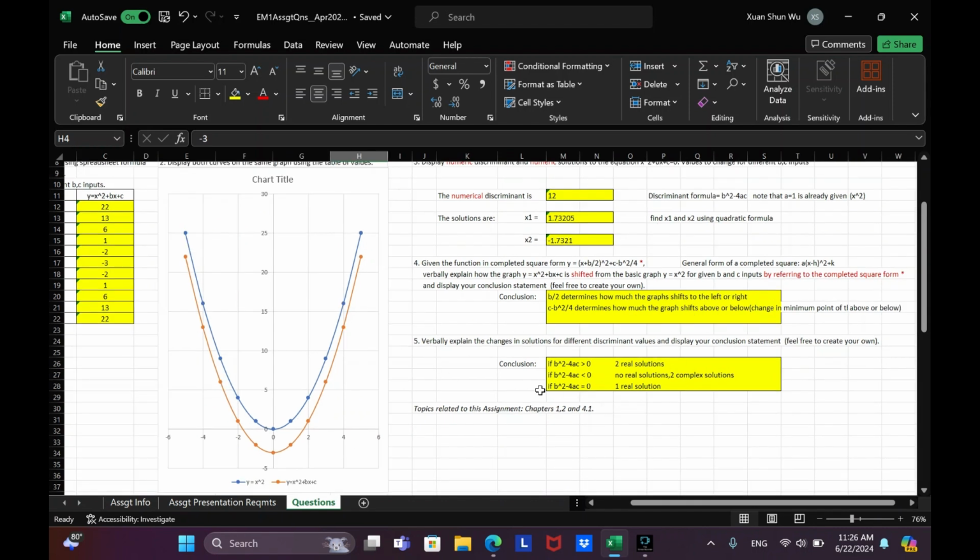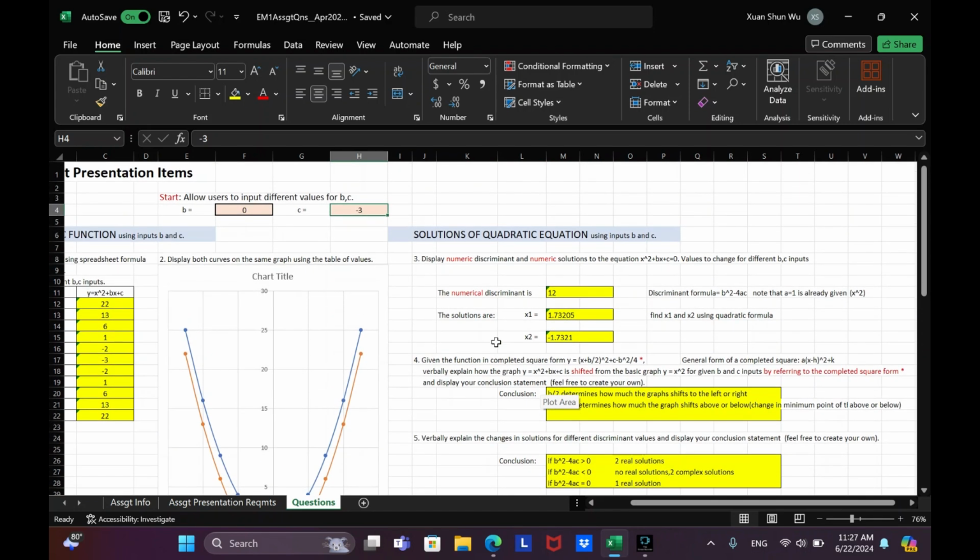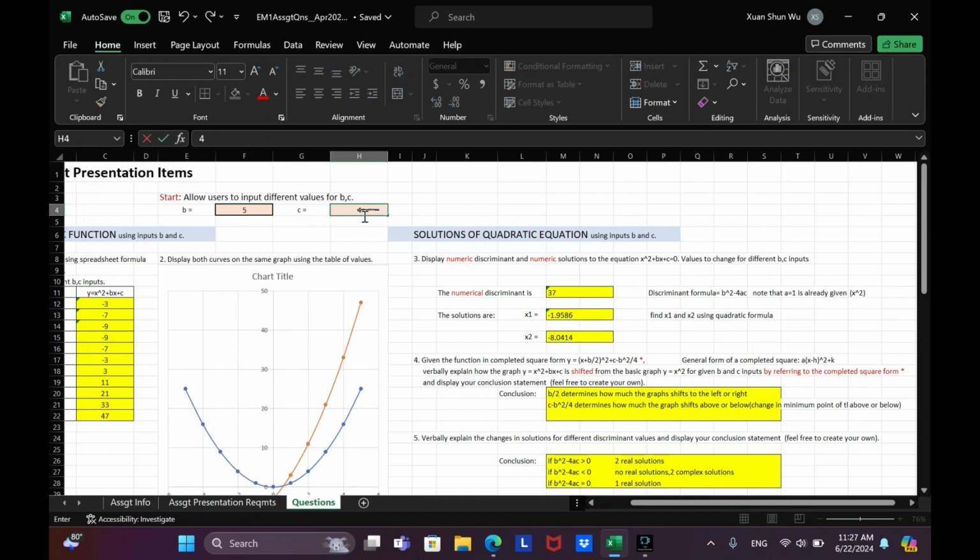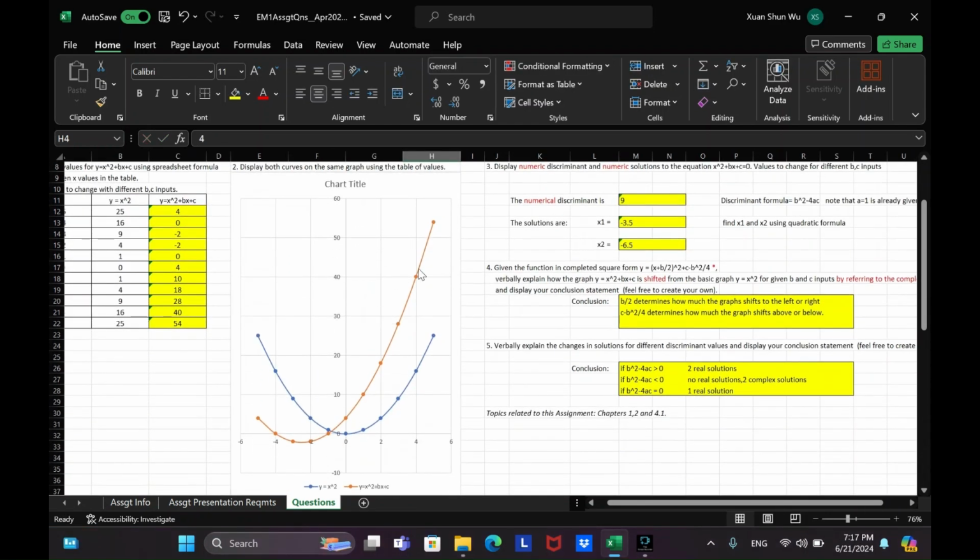For the last question, different discriminant values will give you different solutions. If the discriminant value is more than 0, let's say I change my b to 5 and I change my c to 4, the graph will intersect the x-axis twice, therefore it will have two real solutions.